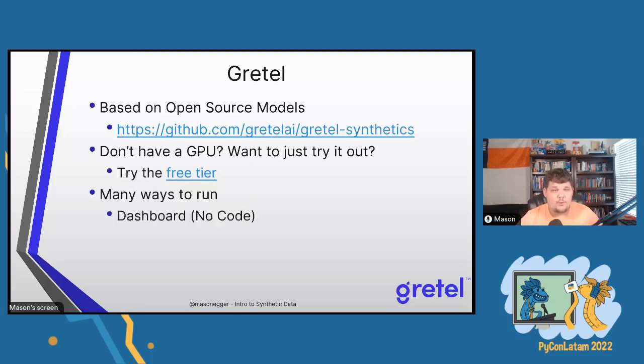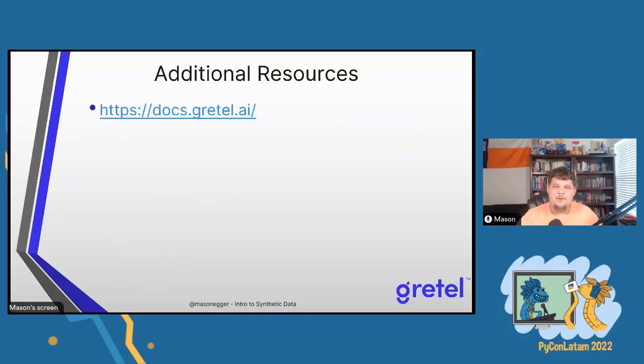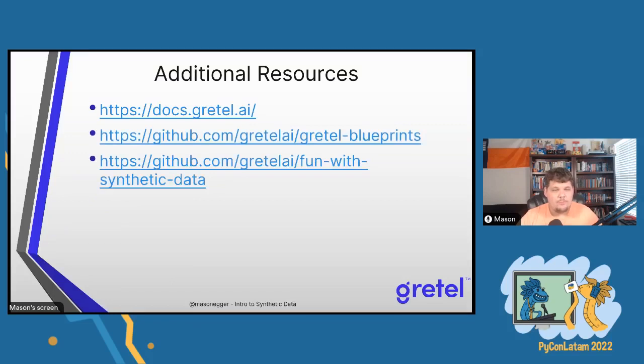There's many different ways to run. You can literally take a CSV, drag and drop it into the console and create synthetic data from there. There's a Python SDK, and we have a lot of notebooks getting you started with all of this stuff. There's a REST API. You can find our docs. You can find the Gretel blueprints.